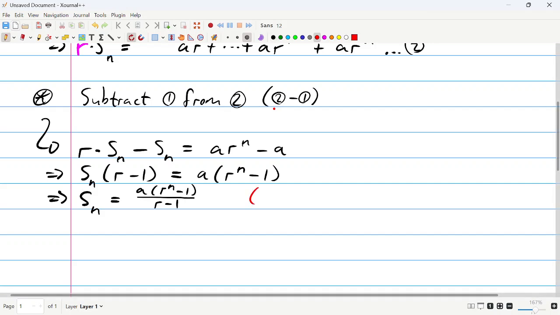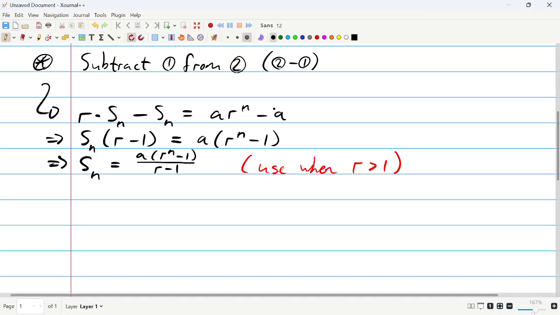And when do we use this? We use this equation when r is greater than 1. So whenever we have a constant ratio that's greater than 1, then we will use the first equation. But what if the case happens when we subtract 2 from 1? Then in that case we are taking 1 and subtracting 2 from it. This is the other case.